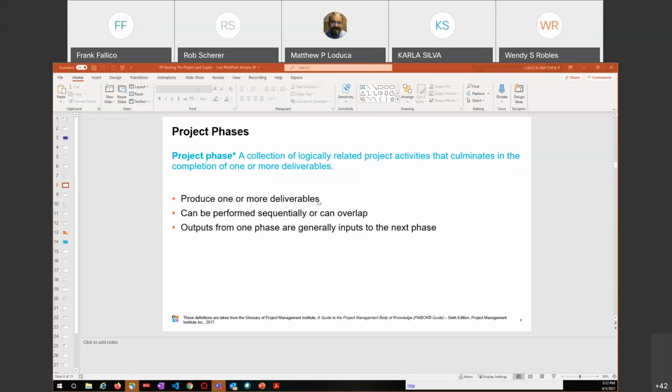Any questions on this part so far? Phases are pretty simple at this point. Okay.